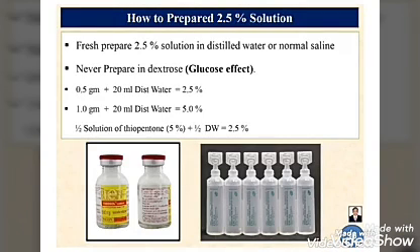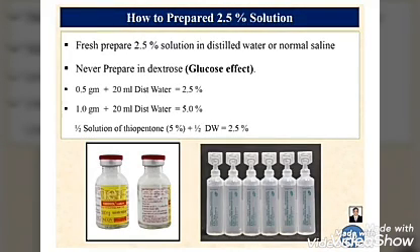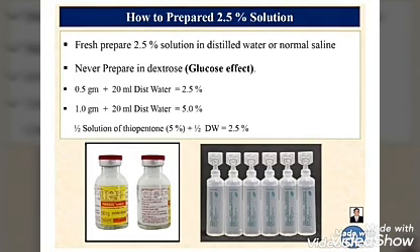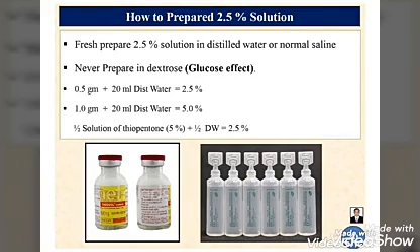Generally a 1.25 or 2.5% freshly prepared solution is used in canine practice. So how do we prepare these solutions? They are generally prepared using distilled water or normal saline. These solutions are never prepared in dextrose solutions because it produces a glucose effect, meaning it re-anesthetizes the patient. So always add distilled water or normal saline, but don't add dextrose.